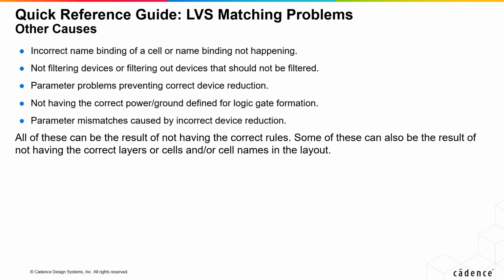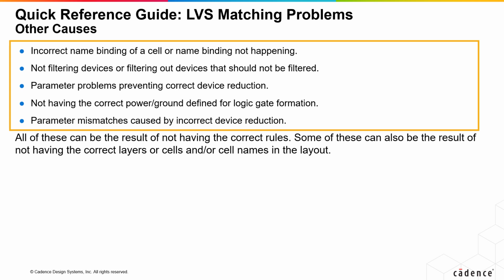Let's discuss some more additional causes leading to LVS mismatches. It is important to associate correct names with cells during extraction. Incorrect name binding of a cell or complete absence of it can lead to mismatches. Devices not properly filtered during extraction can lead to incorrect results.